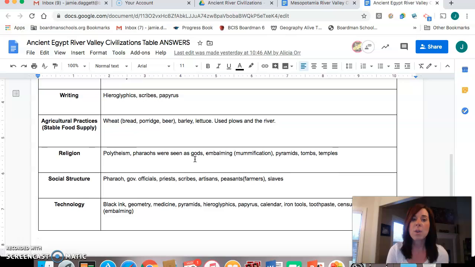Religion, they were also a polytheistic religion. The pharaohs were seen as the gods, and if you think of mummies, thinking back to Halloween or trick-or-treating, if you saw anybody dress up like a mummy, mummies came from ancient Egypt. Next week as well, you're going to be doing a little activity with the mummification process, but that is where the pharaohs were turned into mummies, and the thought was that they needed their body and all of their belongings for their afterlife.